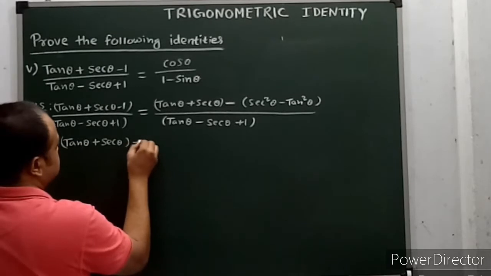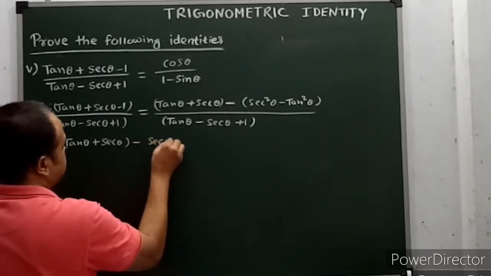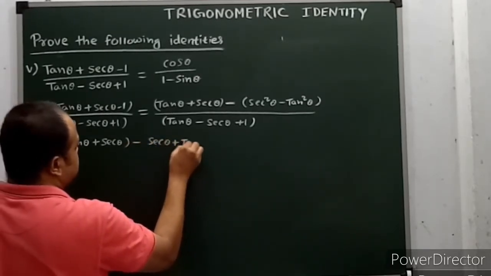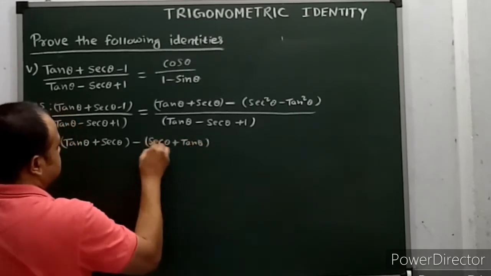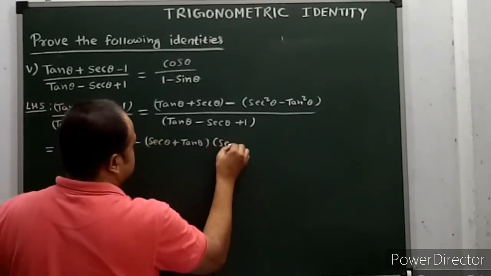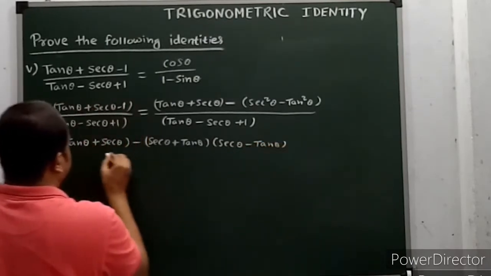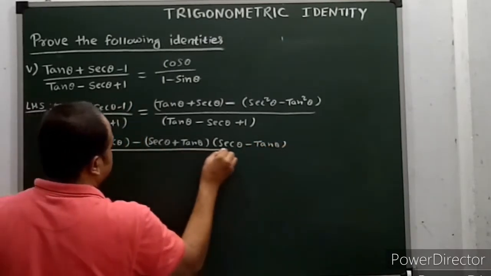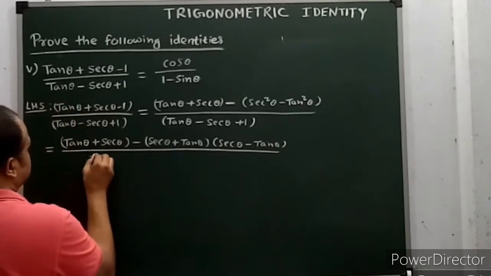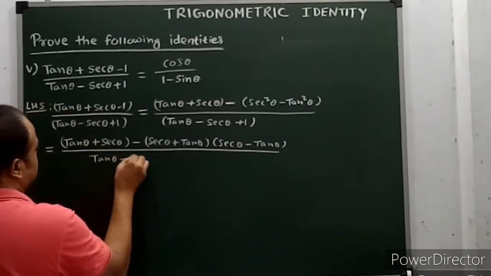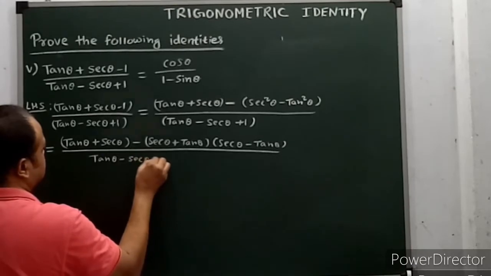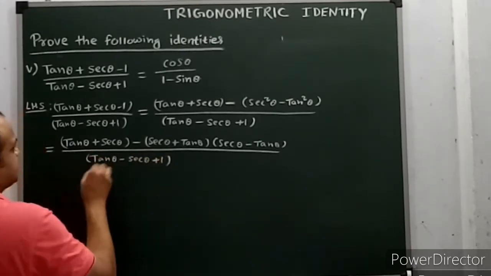So we will write it a plus b into a minus b. Denominator will write as it is.